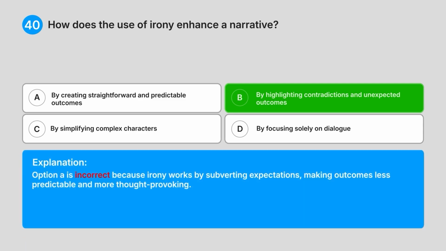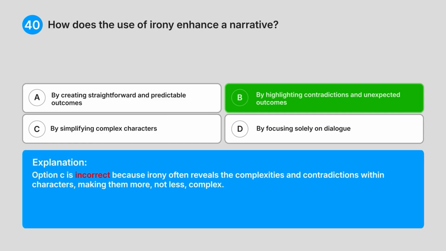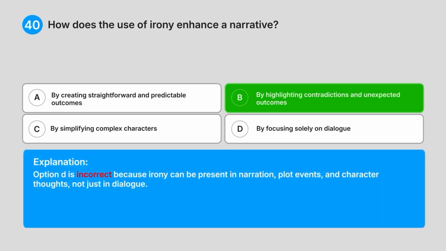Option A is incorrect because irony works by subverting expectations, making outcomes less predictable and more thought-provoking. Option C is incorrect because irony often reveals the complexities and contradictions within characters, making them more, not less, complex. Option D is incorrect because irony can be present in narration, plot events, and character thoughts, not just in dialogue.